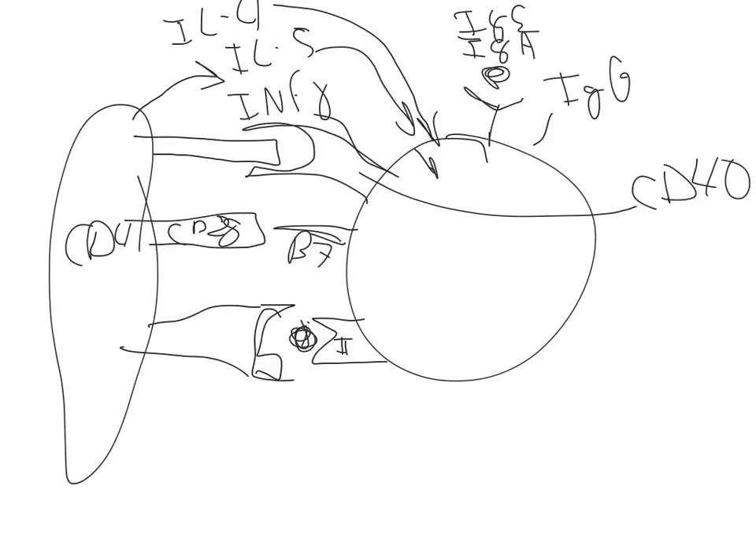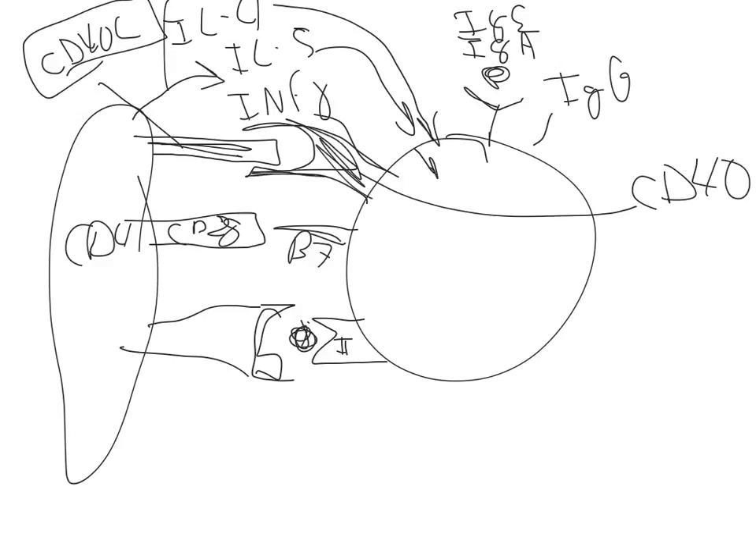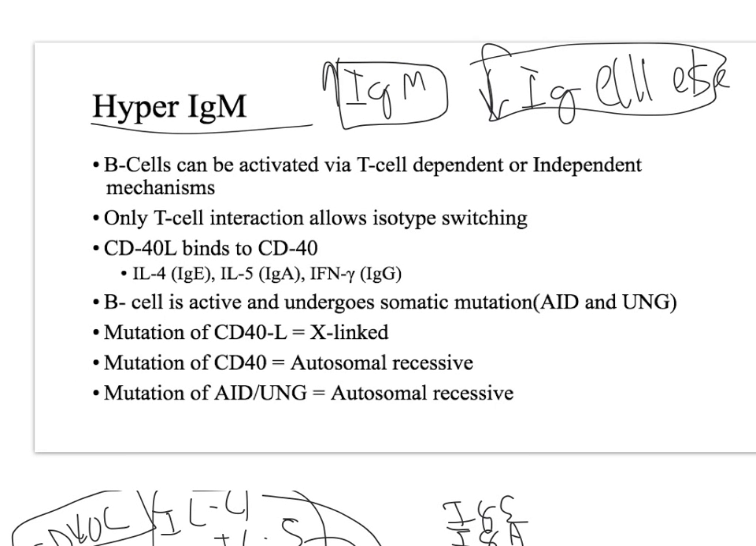CD40 is like, hey, I'm a B cell. Where's the T cell at to tell me what to do? And here's the T cell with what's this? This is called CD40 ligand, CD40L. Whenever CD40 ligand binds to CD40, you can get class switching with the production of these cytokines. So let's go back and see what was written. We have B cells can be activated T cell dependent or independent. Only T cell interaction allows isotype switching.